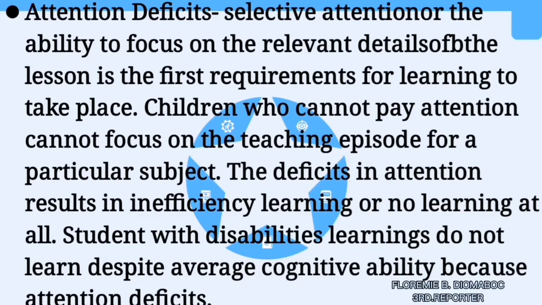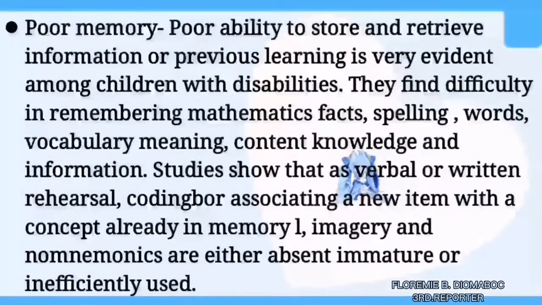They cannot scan all the sensory stimuli, such as the instructional aids used by the teacher, and instead are distracted by extraneous or unrelated things. They appear to lack the ability to sort information, as shown by the wrong responses that they often give when asked questions. Selective attention can be increased through coding and efficient selective attention strategies. Next is poor memory.